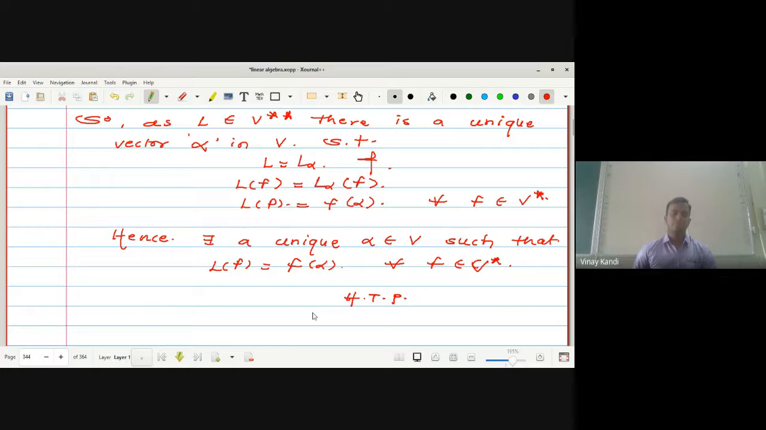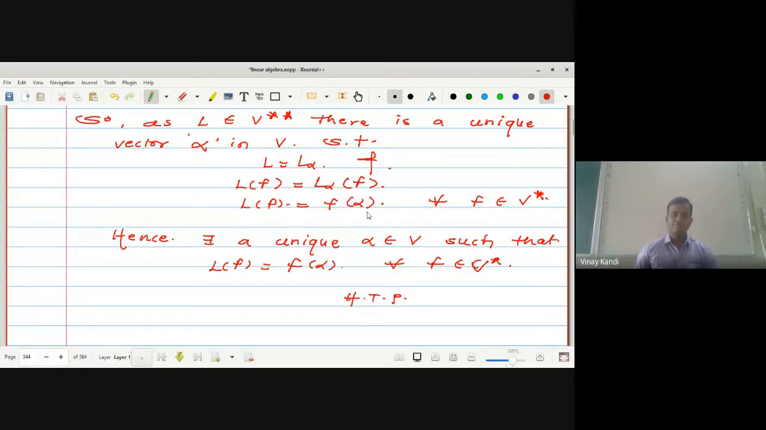Okay, any doubt? Operate this L equal to L alpha on f. What is L of f? It is equal to L alpha of f. But by the definition, L alpha of f is equal to what? How did we define this one? L alpha of f is equal to f of alpha. In the last theorem we proved this one. So L of f is equal to f of alpha.